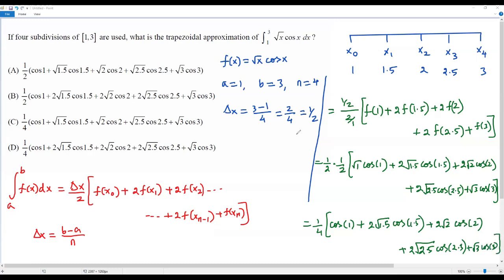Okay, now I got the trapezoidal approximation for the given definite integral. So we find this exactly in answer choice D. The correct answer choice for this question is D.